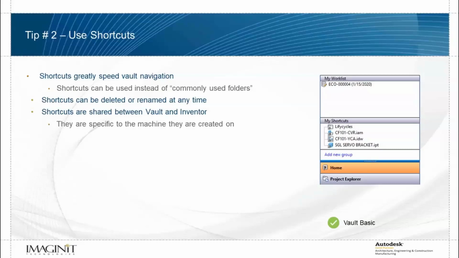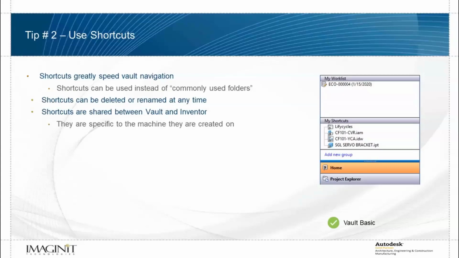So what I would recommend, and a tip I throw out to a lot of people, is just to use the shortcuts that we have available to us within Vault. They really speed up navigation. It does a great job of replacing that idea of commonly used folders that we used to see within Inventor. We can create them, delete them, rename them at any time. They are just a pointer. If I delete a shortcut, it does not delete a file.